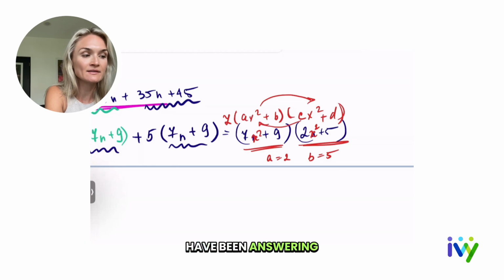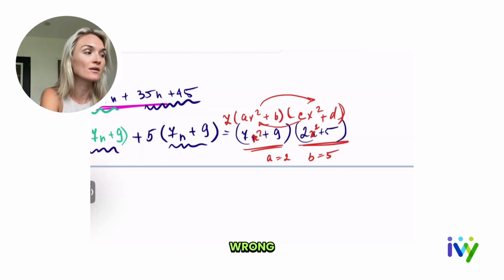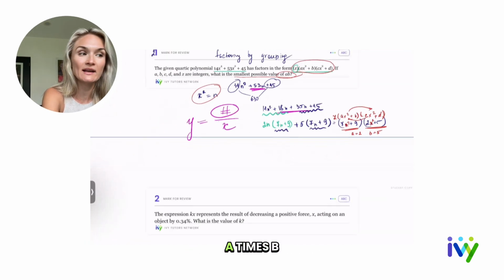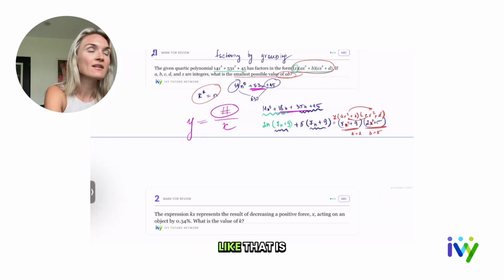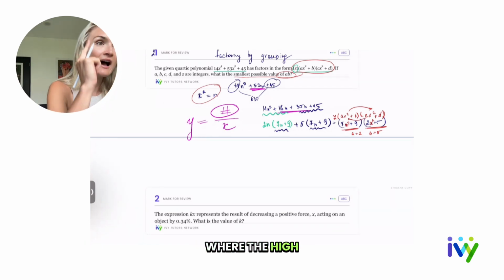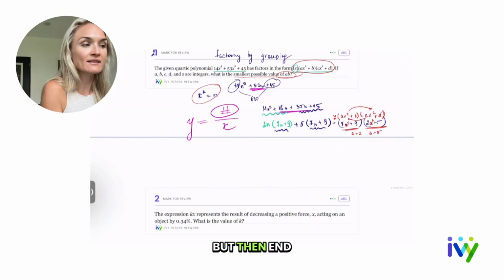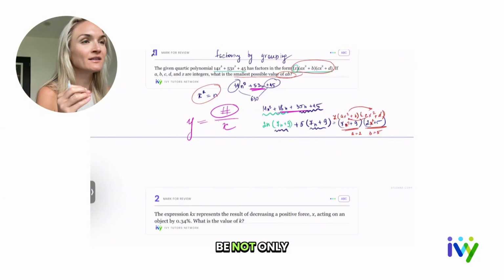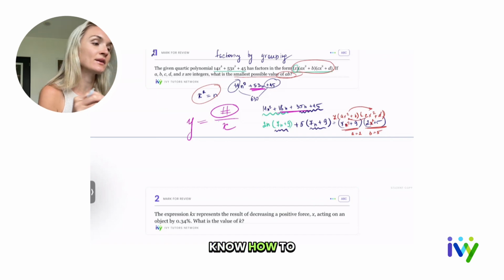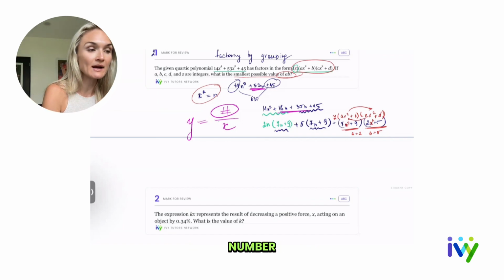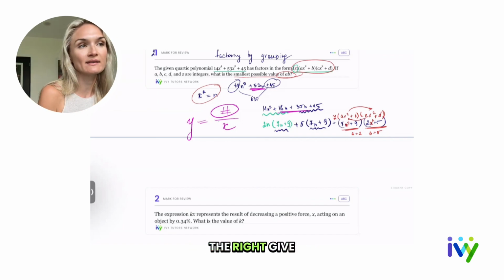Some of you have been answering like 16. 16 would be wrong because they did not ask for any value of A times B, or 18. They did not ask for any value. They asked for the smallest. So just make sure that you understand how to match. That is where the high differentiator comes from, because you can get all of it correct, but then end up with the wrong answer. You need to be not only able to identify equivalence, know how to factor by grouping, see that 53 is a prime number, but also give me the right answer.